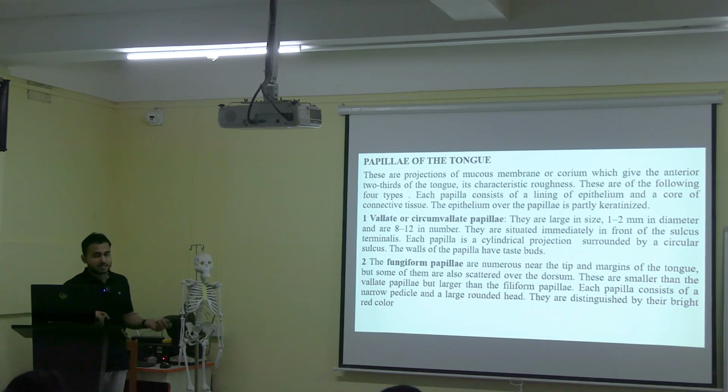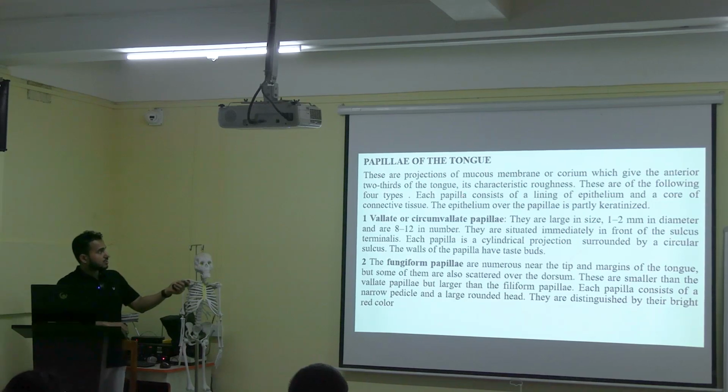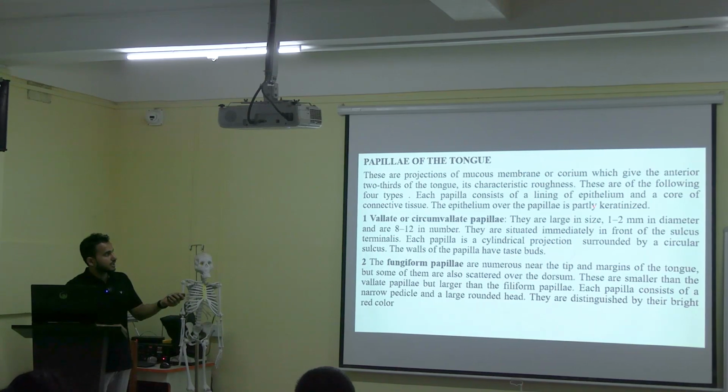Next, as I said, the dorsum of the tongue is rough. Why is it rough? Because of the presence of projections of the mucous membrane, and these are called papillae. Now different types of papillae are present in the tongue. The structure remains the same, the difference is in the shape and size. The projections of the mucous membrane give the anterior 2/3 of the tongue its characteristic roughness. These are of the following 4 types. 4 types of papillae are there.